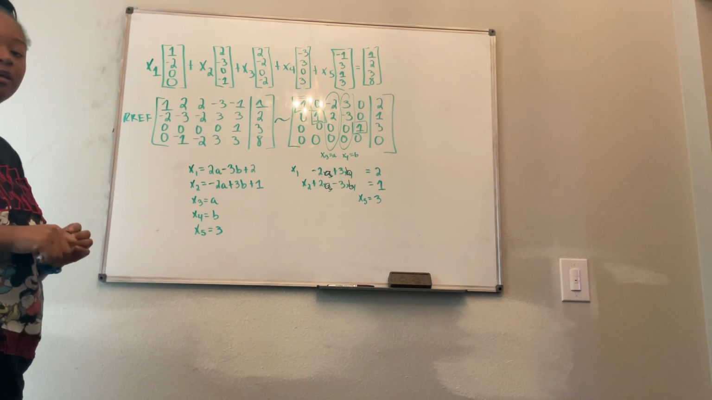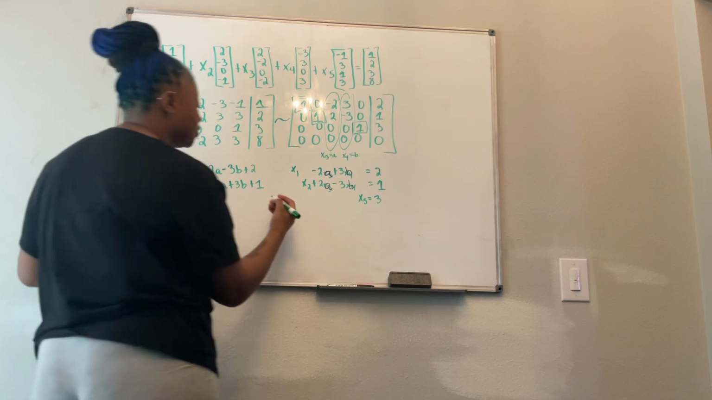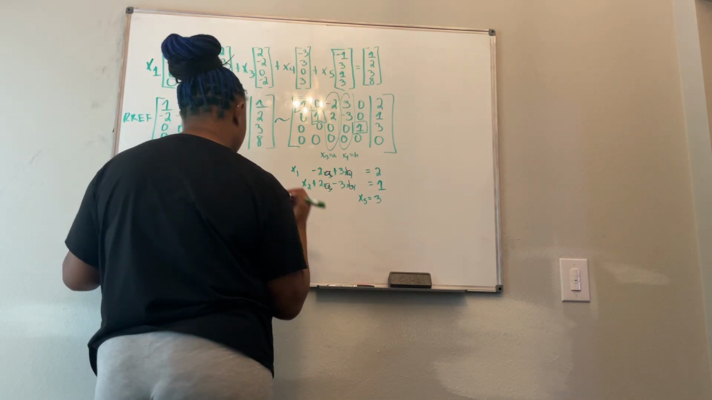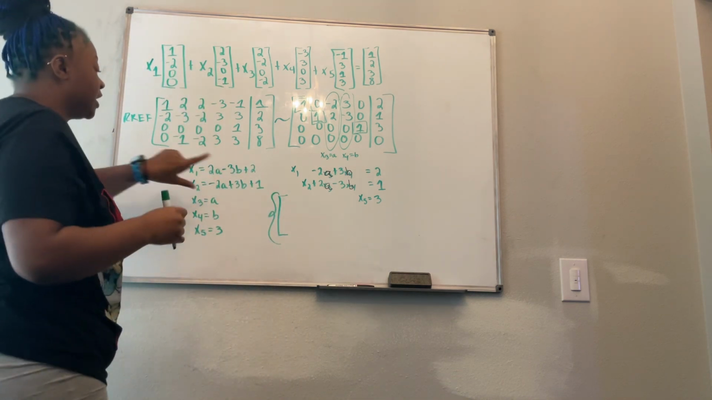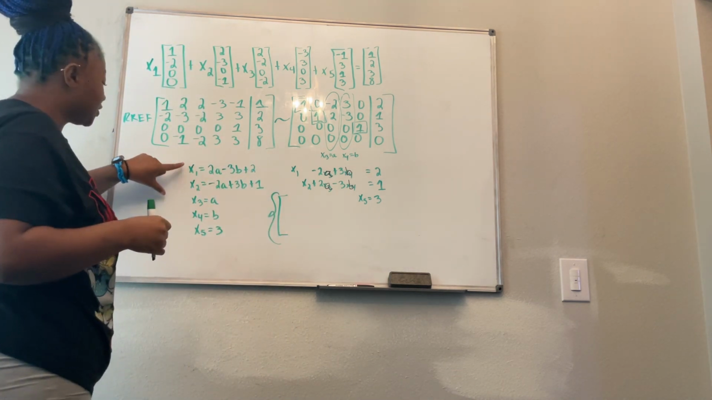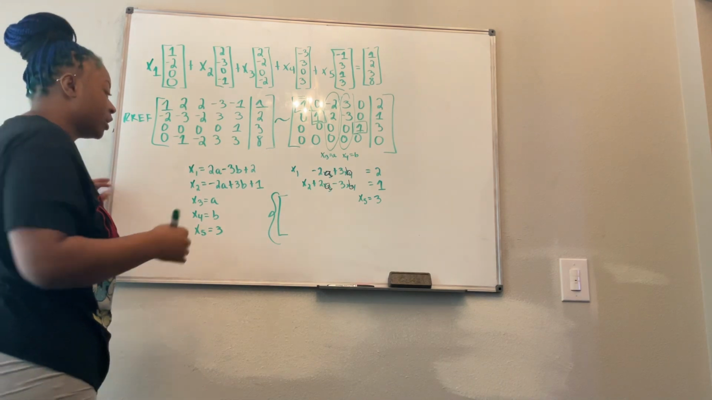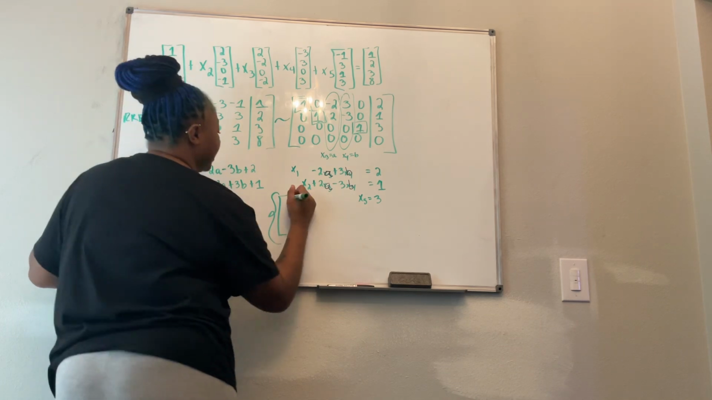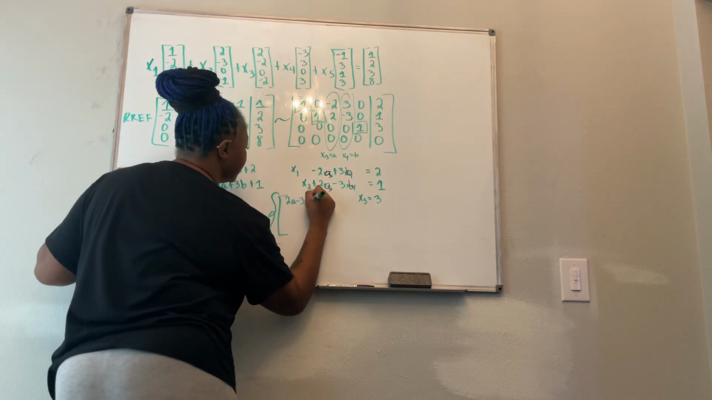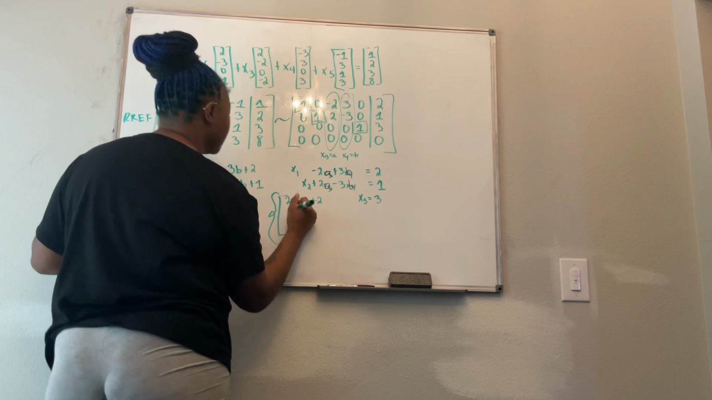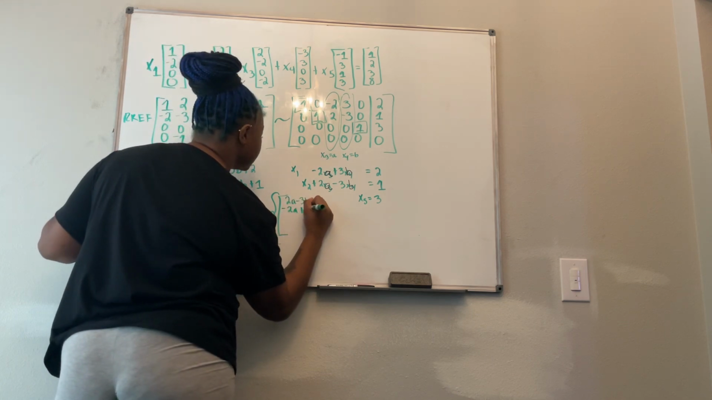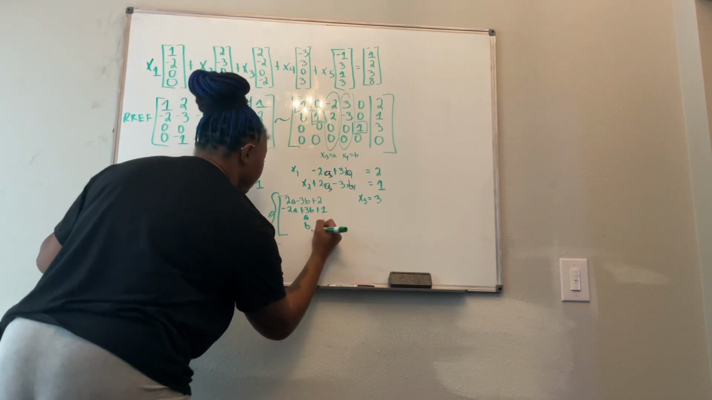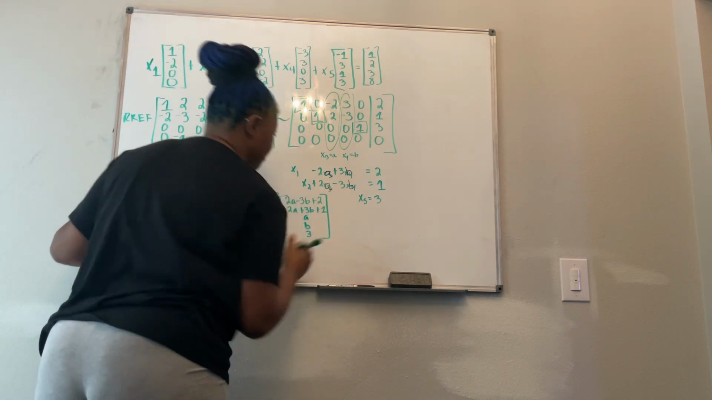However, we have to write them into a solution set. A solution set is just taking it and putting it in braces. In our solution set, we do not write the x1 equals, x2 equals, x3 equals, and so on. We simply write the solutions. So for the first row, I'm going to have 2a minus 3b plus 2. Second row is going to be negative 2a plus 3b plus 1. We have a, b, and 3. I'm just going to close that bracket.